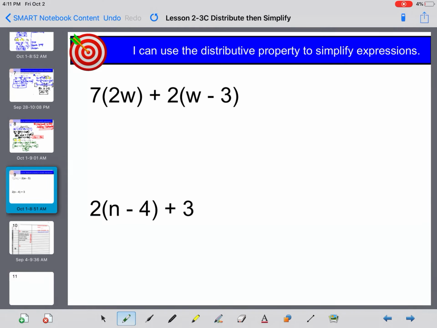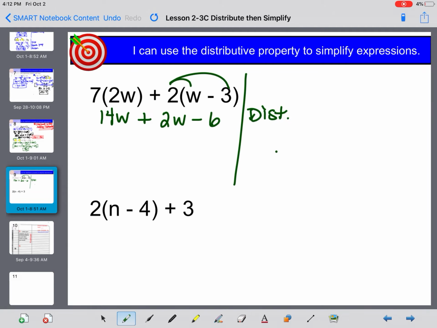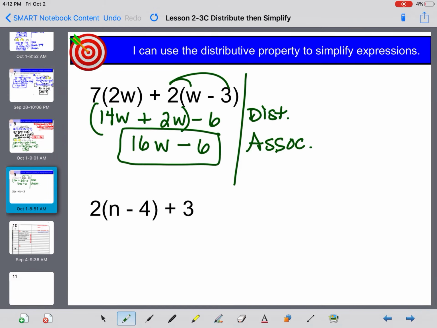Okay, hopefully you've had enough time. All right, the first thing we're going to do is all of our multiplying. 7 times 2w is 14w, plus 2 times w is 2w, and then 2 times 3 is 6. Then I want to put my like terms together. They already are. So now I can combine the like terms, and I get 16w minus 6. The associative property allowed me to group those, and this is my answer.